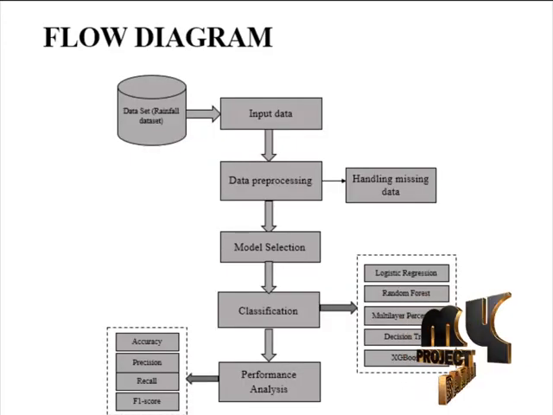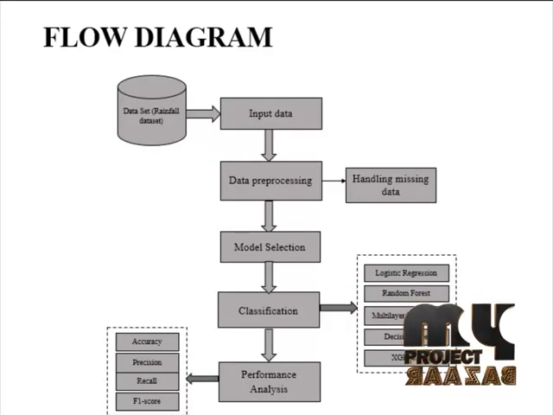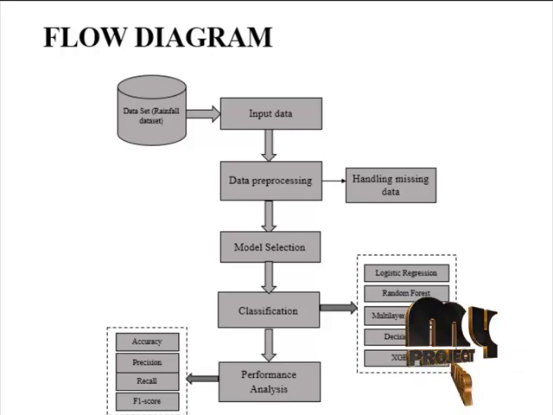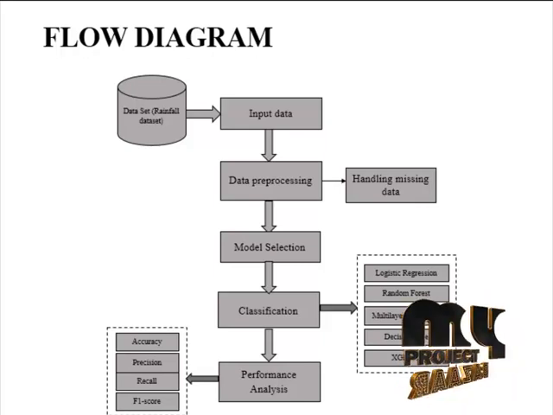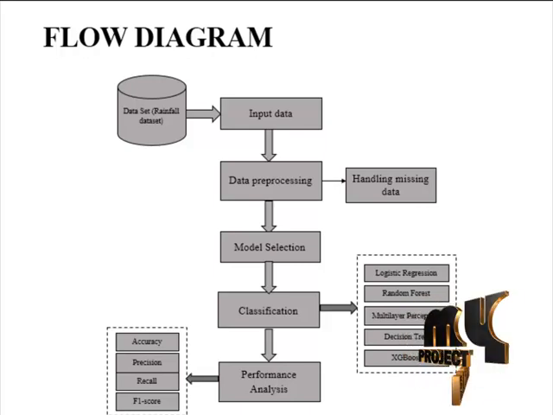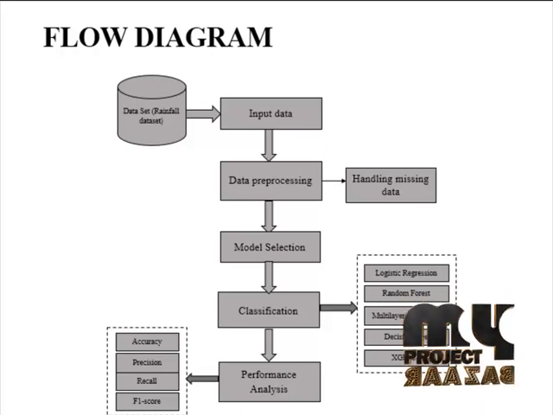And the flow diagram of the project is: first we take the rainfall data set and apply the input to our data set, and then it goes into the pre-processing technique. In pre-processing we need to clean our data set by handling missing values, and we check the missing values by using the imputer function. After that it will move into model selection.